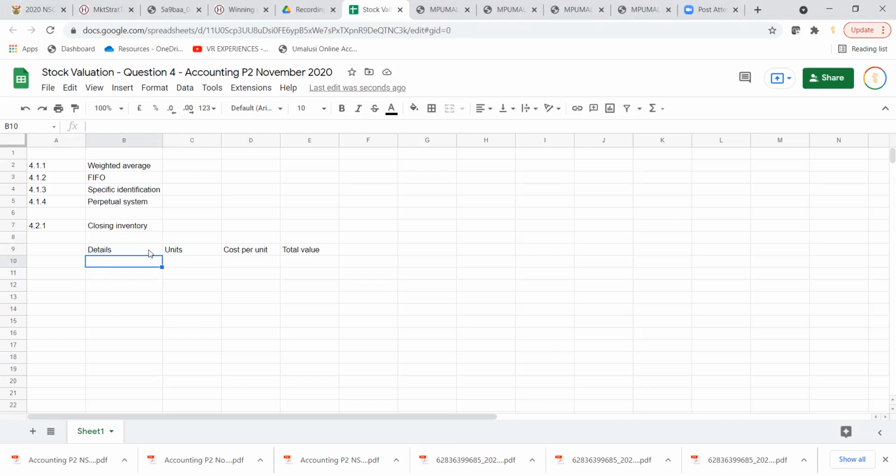So remember, we need to calculate closing inventory for gas lamps using the FIFO method. There are 270 units on hand.